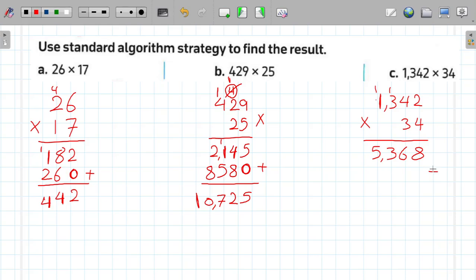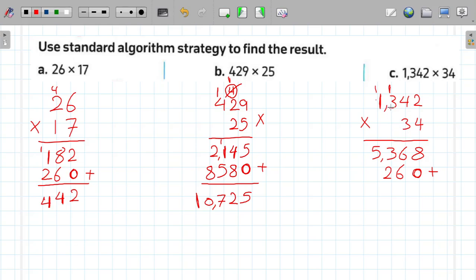5,368. Next, I will multiply the big number here by 3. But I will write 0 first in the ones digit. So it will be 3 times 2 equals 6. And 3 times 4 equals 12. So I will write 2 and carry up 1.